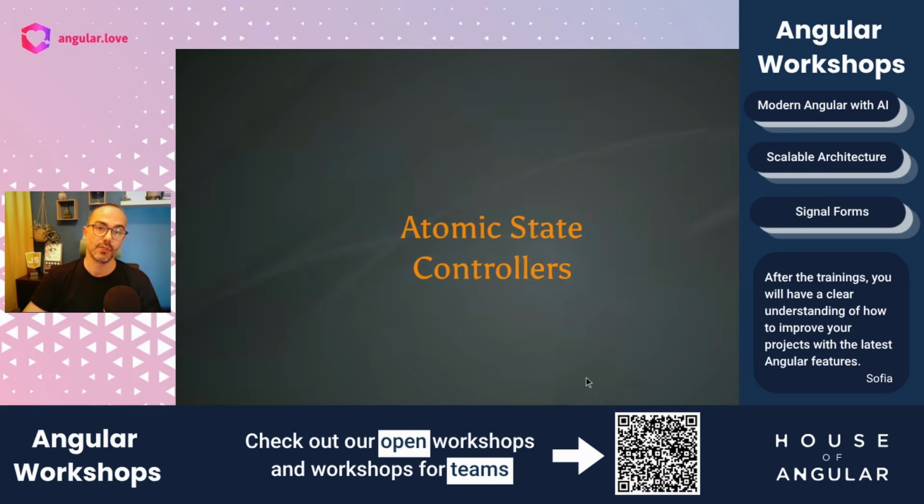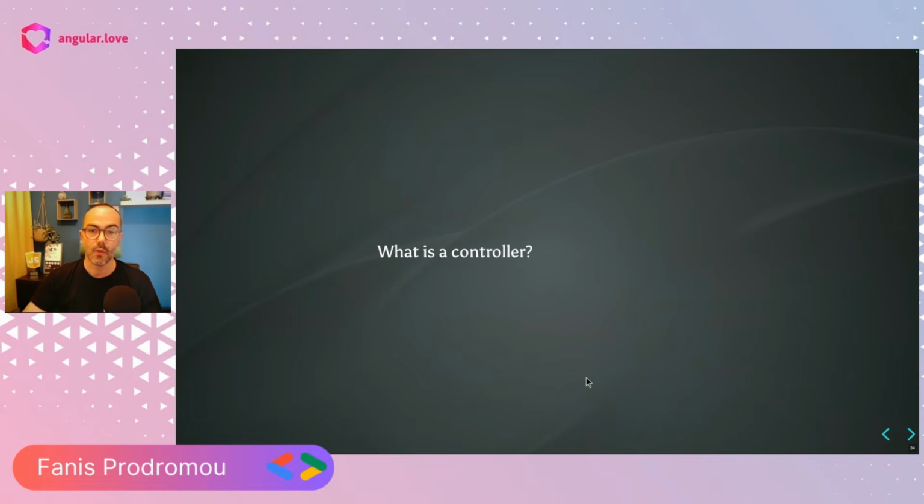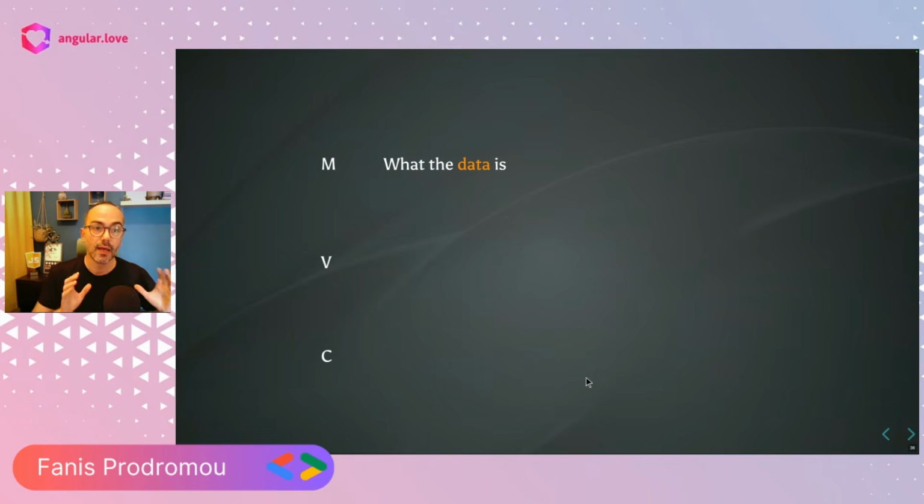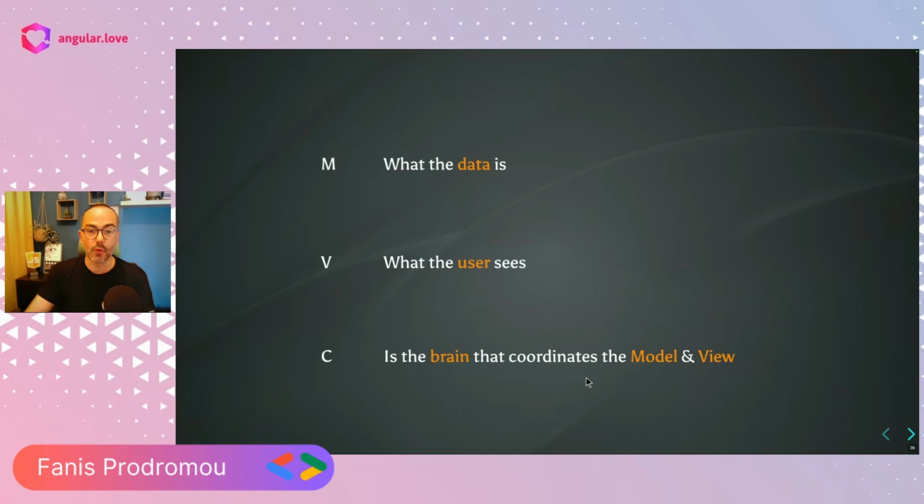But first and foremost, what is a controller? Well, let's go to the MVC design pattern. If we go to the MVC design pattern, we can see the following: the M, the model, answers the question of what the data is. Okay, how about the view? The view is what the user sees. And then we have the controller, which is the brain that coordinates the model and the view. Wait a minute. If we focus a bit now on the controller part, it is the brain that coordinates model and view.